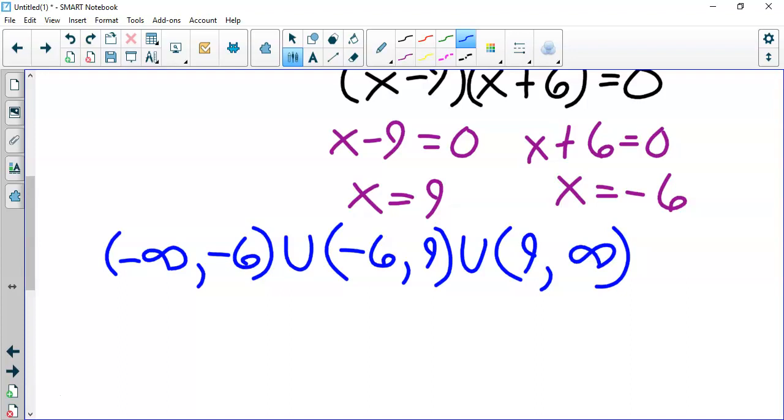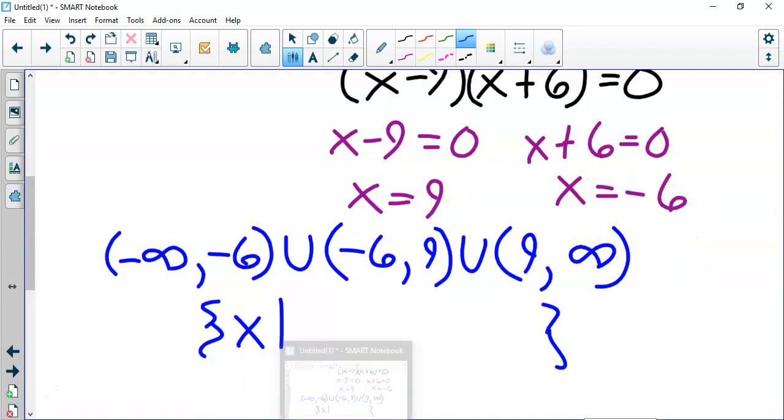Again, you don't have to do set, but I do like to show it because I think it's important. Do your little embellishments, the braces with the X and the line. And then all you do is you put these two answers, X equal to 9, X equal to negative 6, in here. And what do you put through the equal signs? A slash.